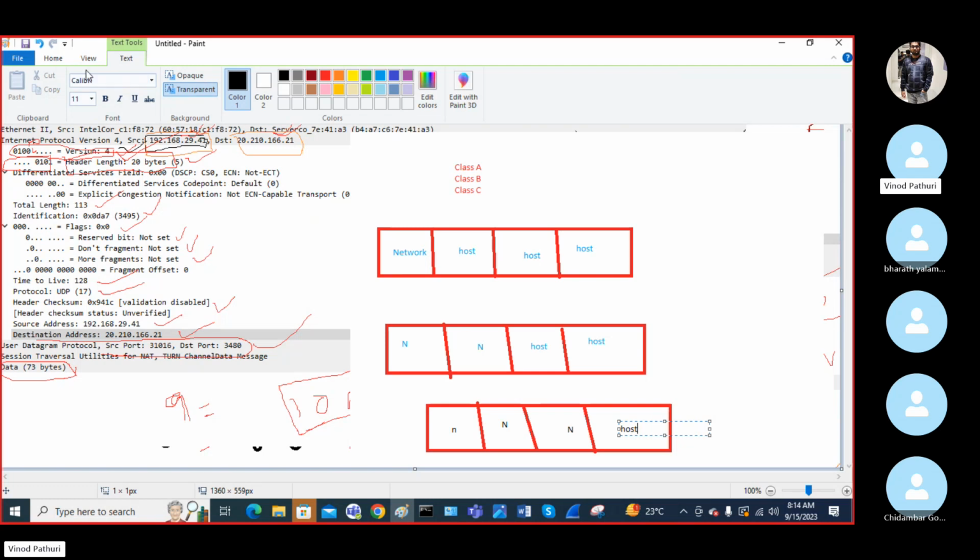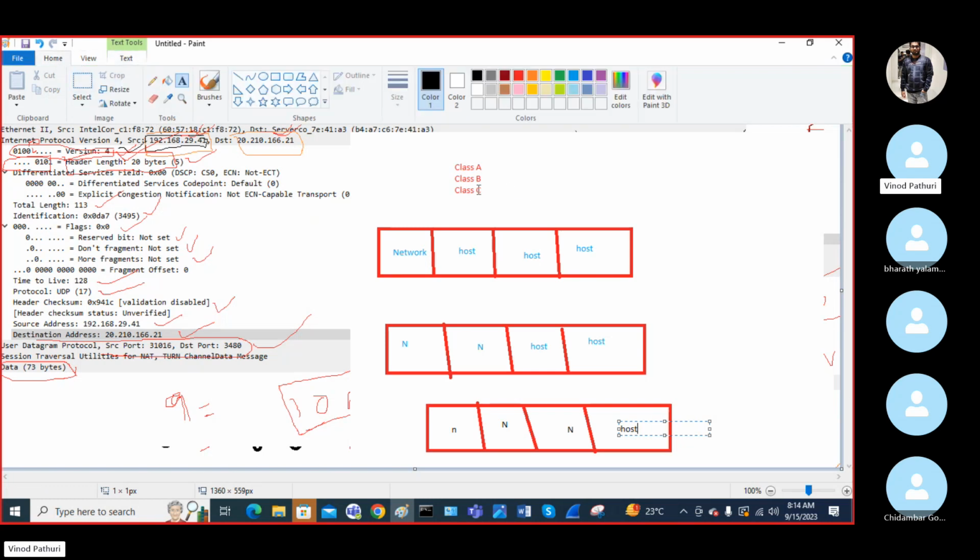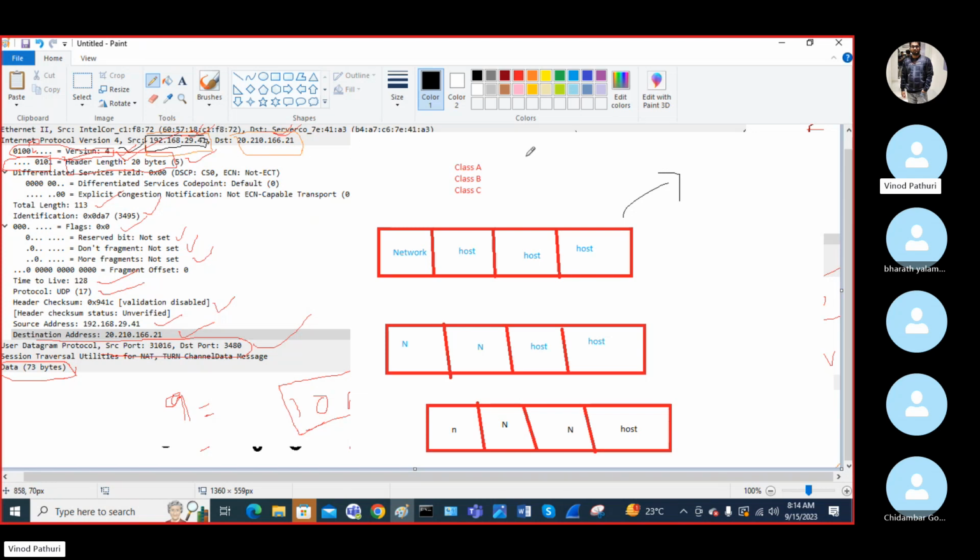So what does network mean and what does host mean? The host means your machine, how many machines you will connect. Here you are seeing the IP address, 192.168.29.41 as my system IP. In 29.41, the 41 represents my machine.